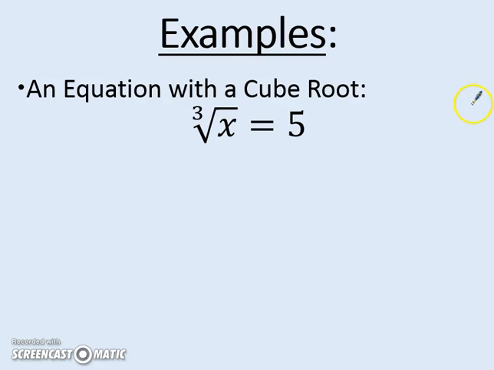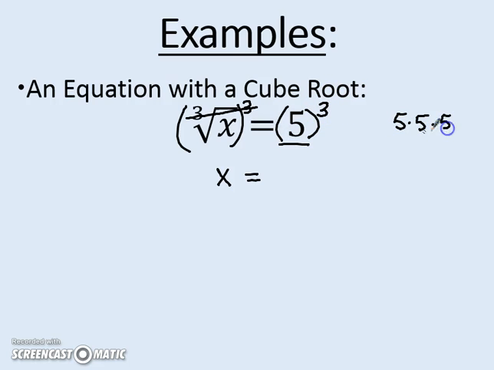Now let's look at an equation with a cube root. This x is being cube rooted. The opposite of a cube root is a cube. So I'm going to take this whole side and put it to the third power. The cube and the cube root will eliminate each other since they're inverse operations, leaving us with just x. Now x is isolated. If I cube this side, then I need to cube this side, which means I need to multiply 5 by itself 3 times in a row. 5 times 5 is 25, and 25 times 5 is 125. So x must be 125.